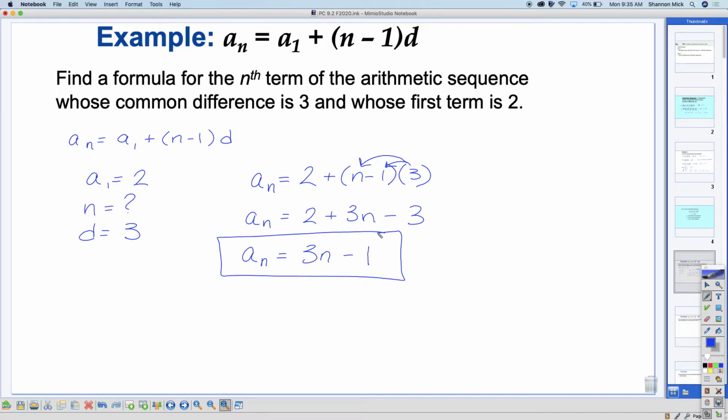Now, if I wanted to write that in summation notation, I would just do what with it? The sum, what's my index? N. N equals 1 to infinity, because it's probably infinite, right? Of 3n minus 1. That's it. So doing that, could I find the whole sum of this? No. Why not? Because it's infinite, and I'm adding infinite terms, right?